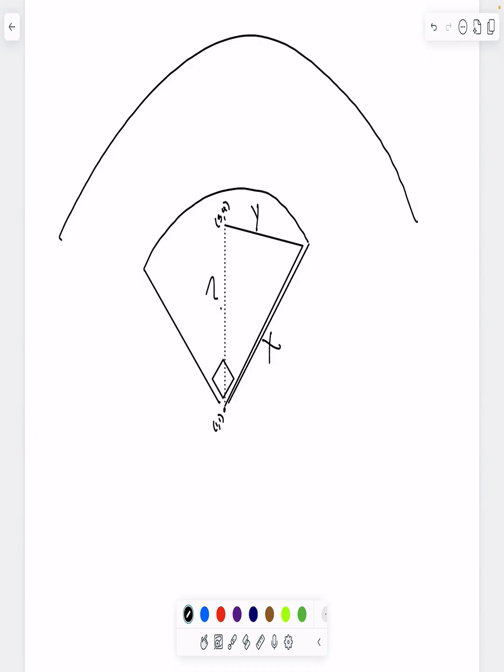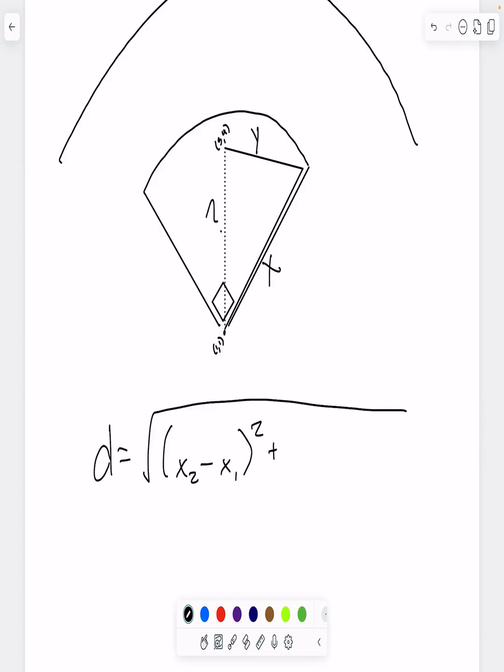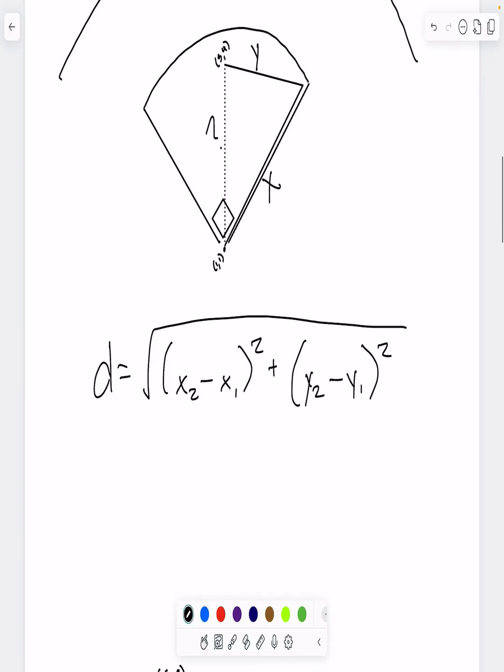Let's say that from you to first base is our x-axis, and let's say from first base to second base is our y-axis. So let's figure out what this distance would be. Distance formula is distance equals the square root of our second value of x subtracted from our first value of x, squared, plus our second value of y subtracted from our first value of y, squared, all under this radicand.